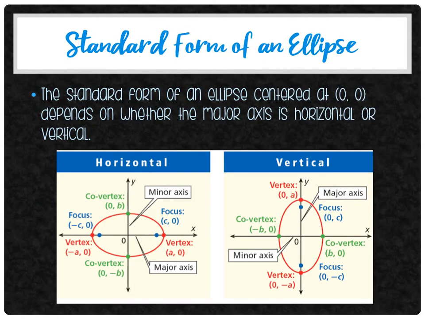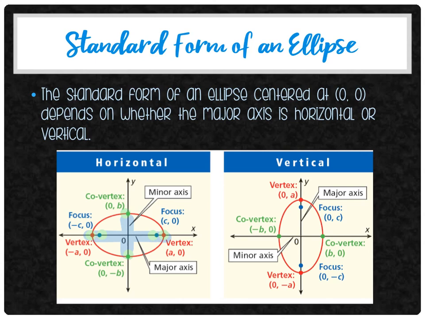Standard form of an ellipse. If it's centered at 0, 0, then it depends on whether the major axis is horizontal or vertical. If it's horizontal, and you'll know this because the larger denominator goes under the x if it's horizontal, and the larger denominator goes under the y if it's vertical. If it's horizontal, then obviously it is wider than it is tall. Again, the foci and the vertices lie along that major axis, and the co-vertices lie along the minor axis.